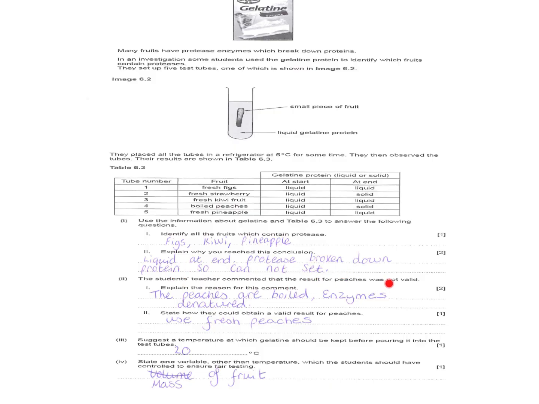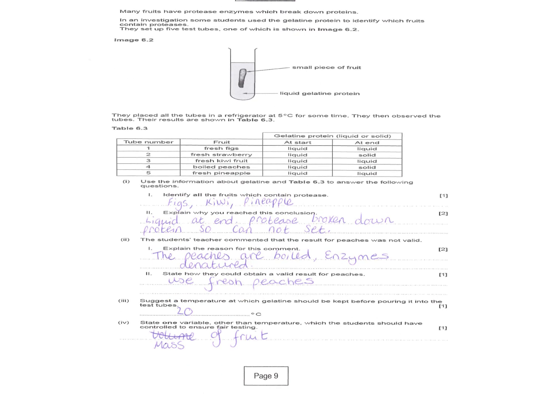Student commented the results of the protein are not valid. Peaches are boiled. Enzymes would have been denatured. State how you could attain valid results. Use fresh peaches. Suggest a temperature at which the gelatin should be kept before pouring into the test tubes. 20. It's around room temperature.